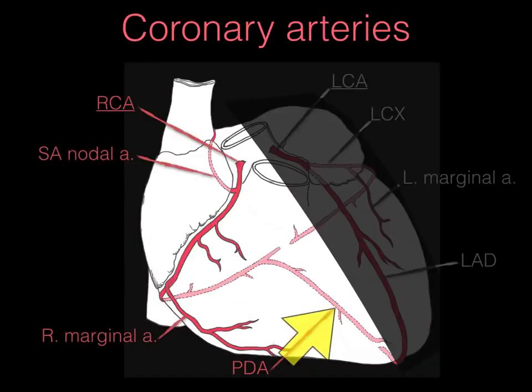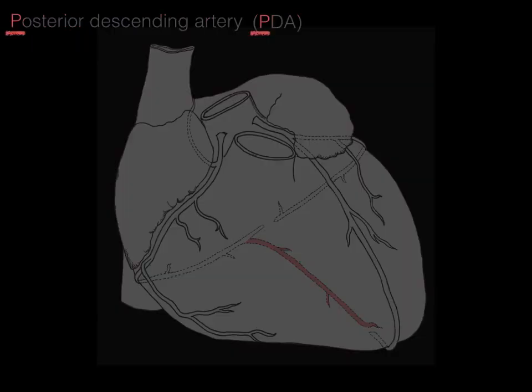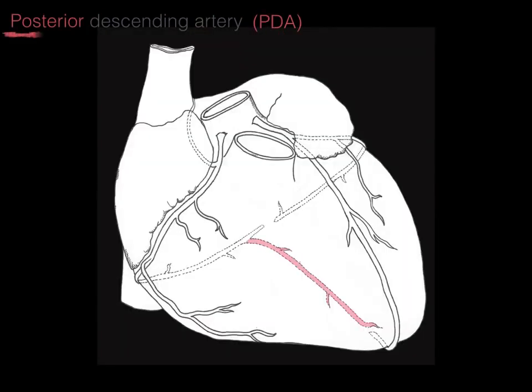And then finally, from the right side, our posterior descending artery. There's the posterior descending artery. It's called PDA, P for posterior, D for descending, A for artery. This posterior descending artery is called posterior because it's found on the posterior surface of the heart. It's descending because it descends along the back of the heart, and artery because, hey, that's an artery.